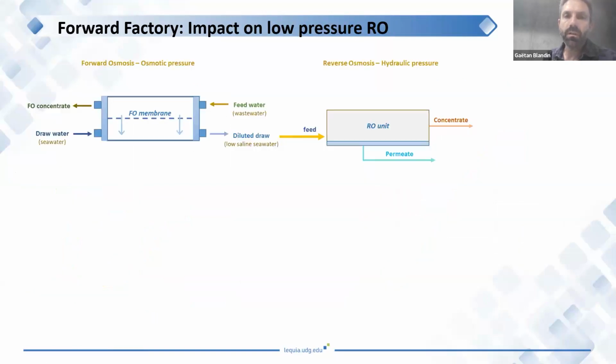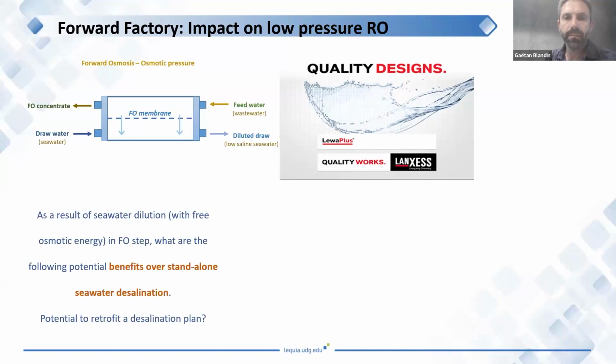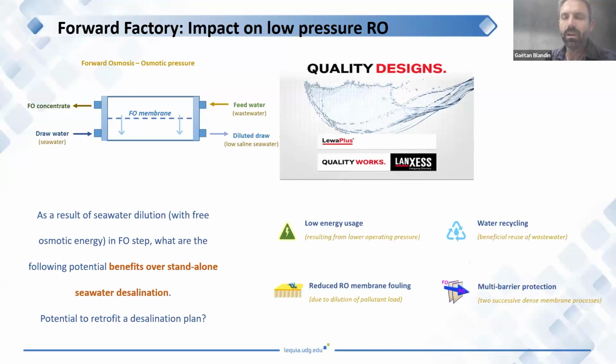And then after doing this test on how much wastewater concentration and seawater dilution we can get, we did some study on the reverse osmosis side to evaluate, now that we diluted our seawater, what pressure we will need in the RO units. So we used the LEVA Plus design software for our reverse osmosis plant design, and we checked the impact of having a diluted stream on the reverse osmosis part.